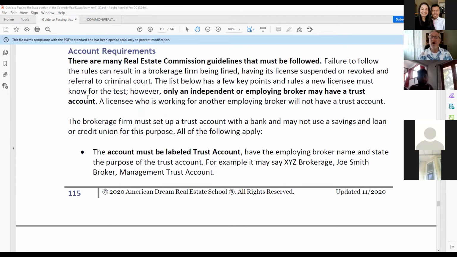Only the employing broker or an independent. Now, when you first get licensed, you learn you can't be an independent. You have to have at least 2 years experience before you can become an independent. So all you new agents out there, you won't need to have a trust account, but you need to understand how it works for the exam. All right.